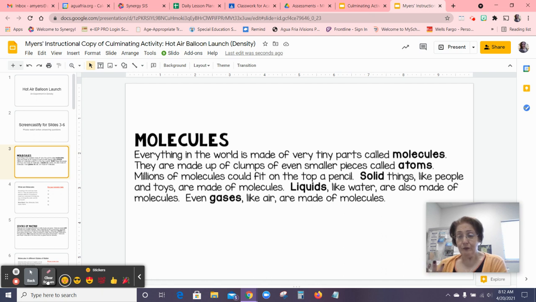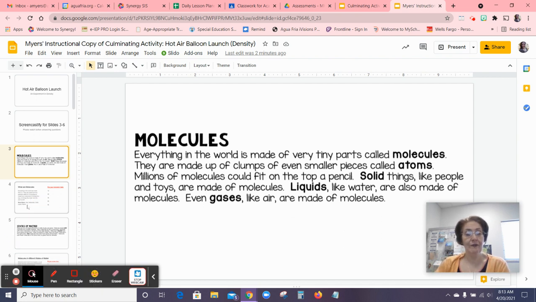So we have solids, which are things like people and toys. They're made out of molecules and they're solids. We talked about what solids are. Liquids like water are made up of molecules. And then, of course, gases like air are also made up of molecules. So let's go to the next slide.